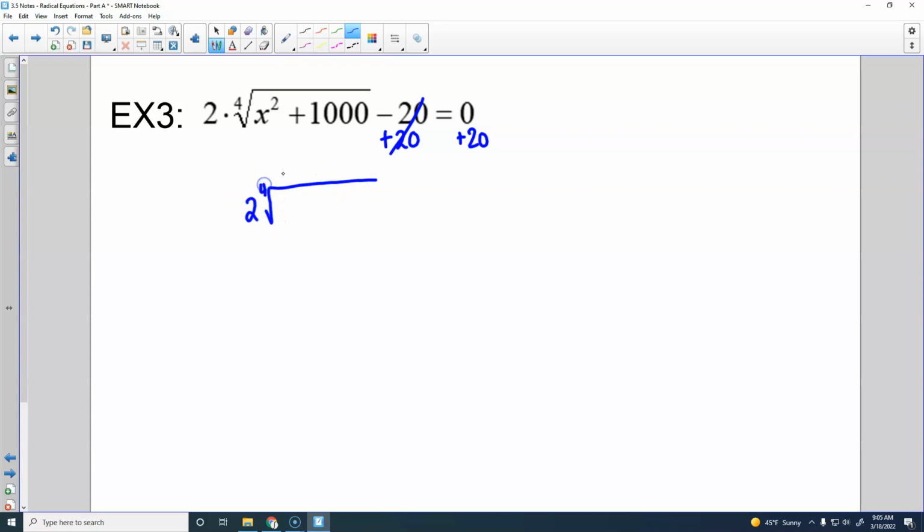So we got 2 times the 4th root of x squared plus 1,000 equals 20. We're going to divide by 2, because that 2 is multiplied by that root there. So we got the 4th root of x squared plus 1,000 equals 10.